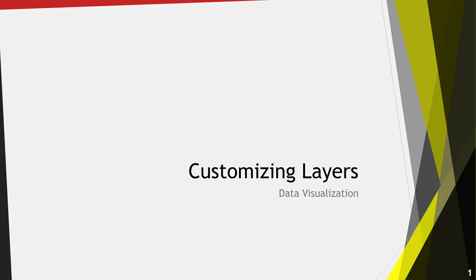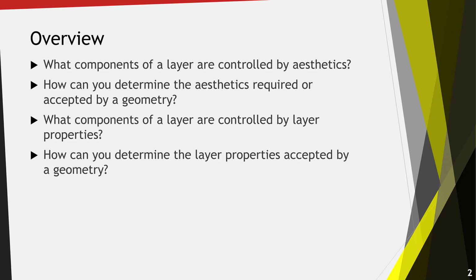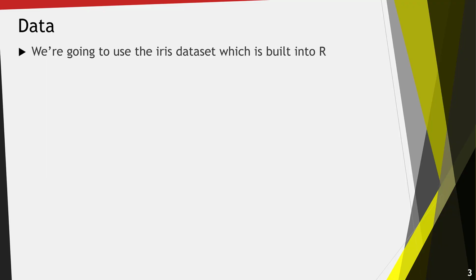This video will cover customizing layers in ggplot visualizations. By the end of this video, you should understand which components of a layer are controlled by aesthetics, how you can determine the aesthetics required or accepted by a given geometry, what components of a layer are controlled by layer properties, and how you can determine the layer properties accepted by a geometry. The code used in this video is available in the Learning Management System.